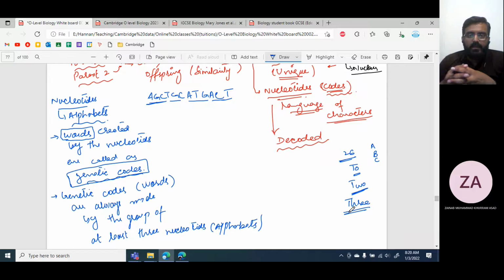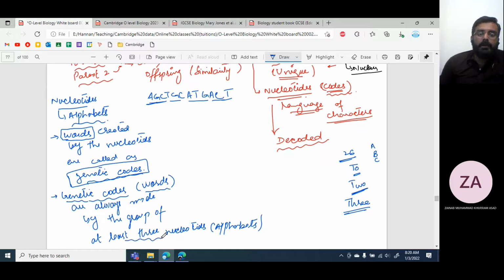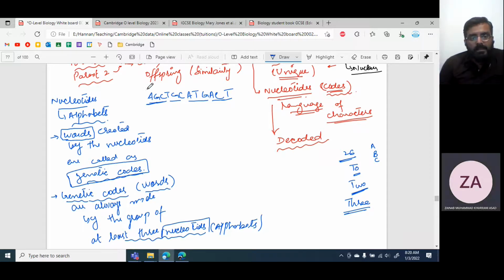If alphabets are combining in a language into combinations that we understand, but according to genes, according to DNA, according to molecular biology, the genetic code or the words are only completed when these are made by the combination of at least 3 nucleotides. For example, AG is not a word, CT is not a word, G is not a word, but this is a word. Word 1. And this is also known as genetic code.